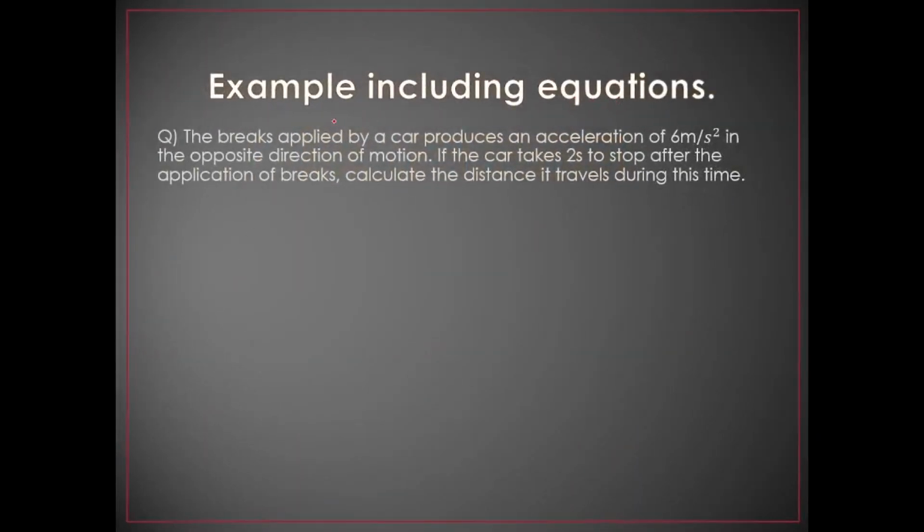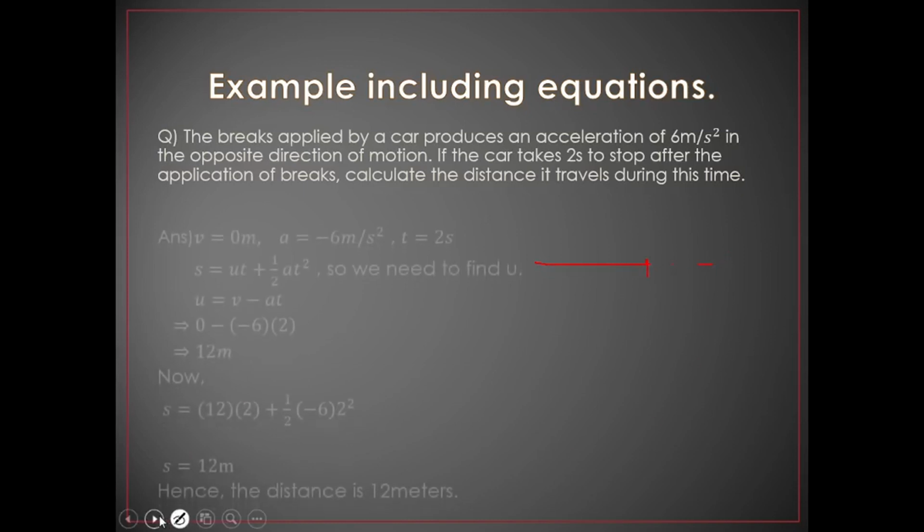Example including the equations: the brakes applied by a car produce an acceleration of 6 meter per second square in the opposite direction of the motion. If the car takes 2 seconds to stop after the brakes are applied, calculate the distance it travels during the time. So the car is moving and then suddenly applies the brake, so how much distance did it travel and stop? That's what they are asking.